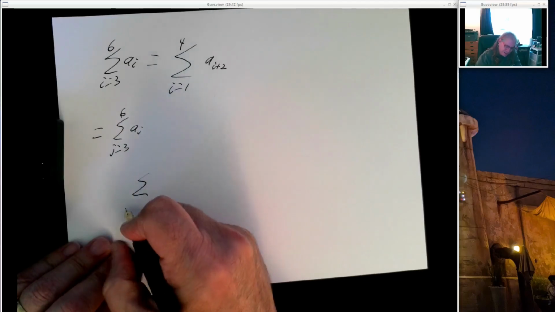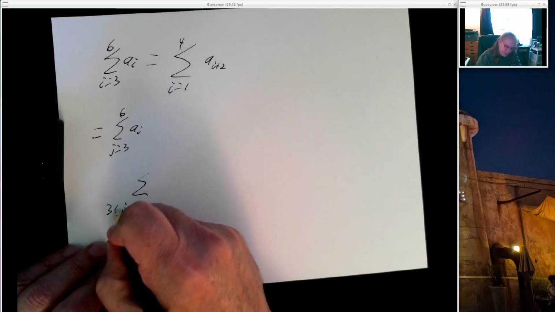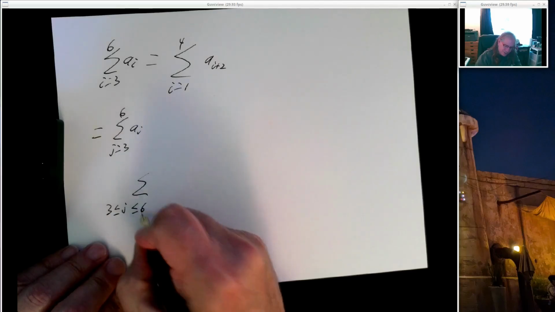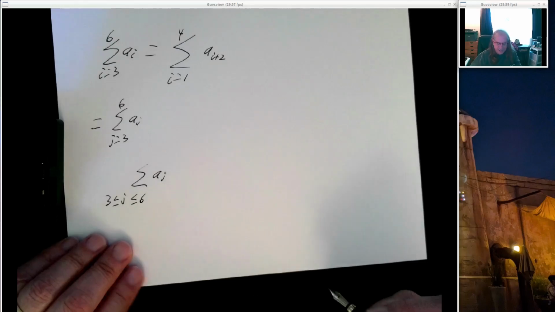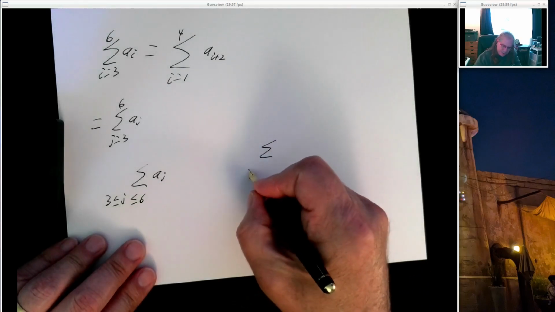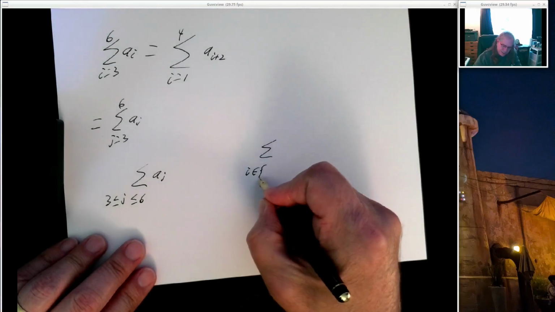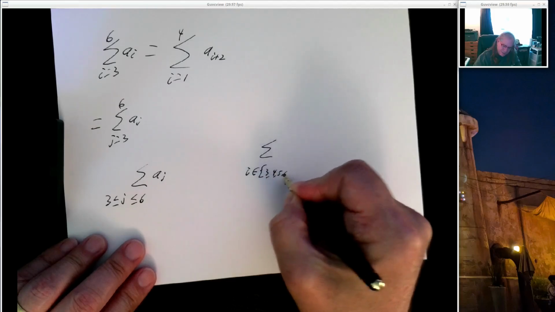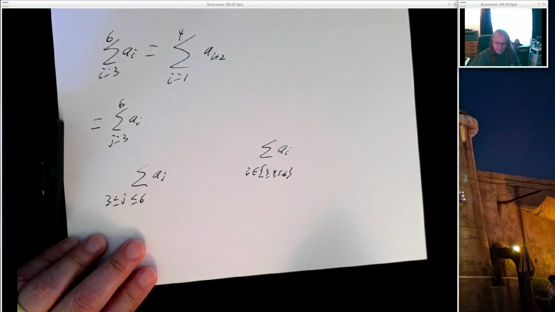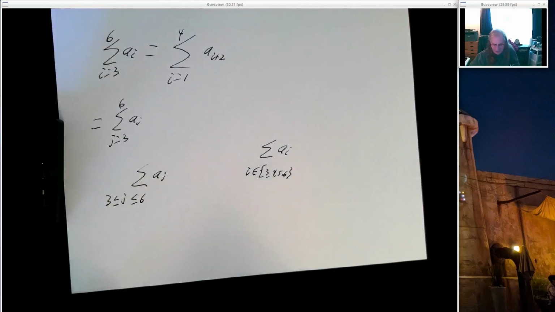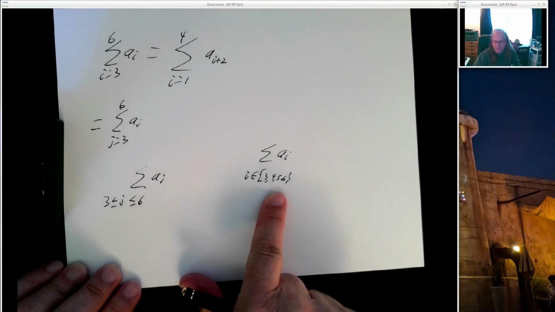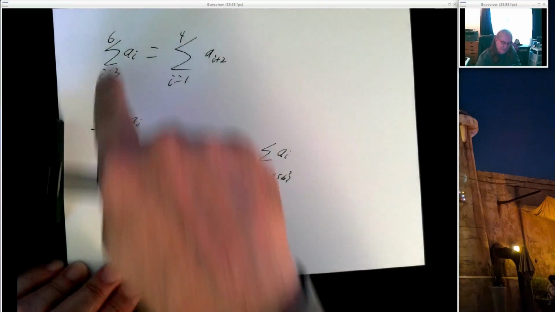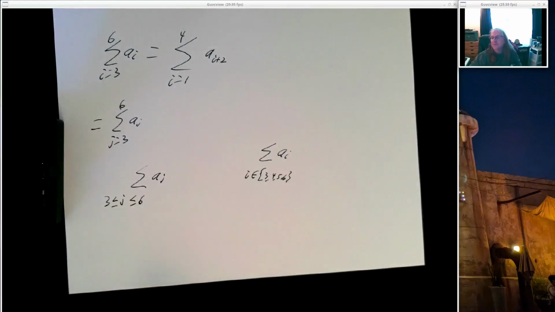Sometimes we might see the sum over j bigger than or equal to 3, less than or equal to 6. So you might see that notation. Or you could see the sum over i contained in the set 3, 4, 5, 6. So there are different ways to represent the same notation. I could say sum over all the elements i of this set, so 3, 4, 5, 6. Same as that, same as that, same as that.